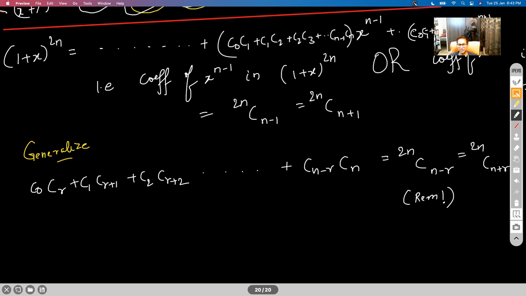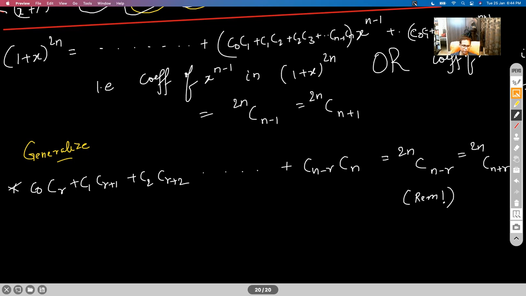In our first example, our r was 0, and that's why we got C0 squared, C1 squared, C2 squared. That time the result was 2nCn. In the question I gave you on this slide, your r was 1: C0 C1, C1 C2, C2 C3, etc. So your result became 2nCn minus 1 or 2nCn plus 1. Both are fine. This is something which might be helpful to you in solving questions.